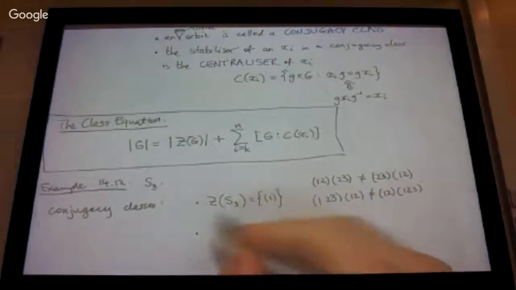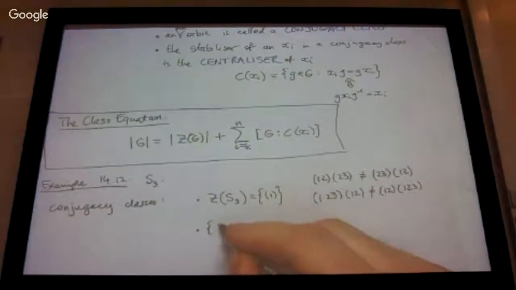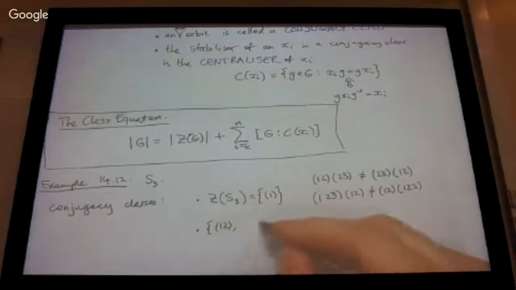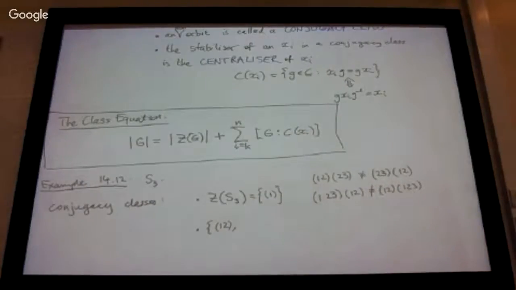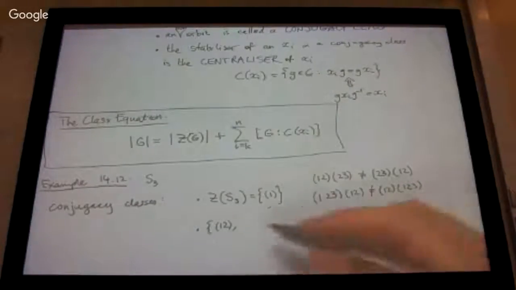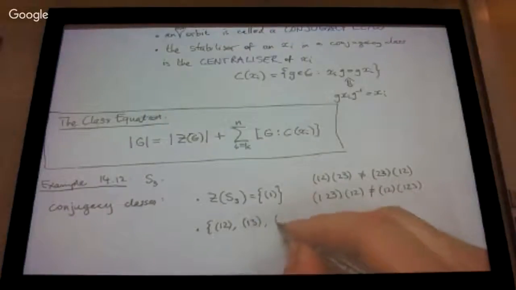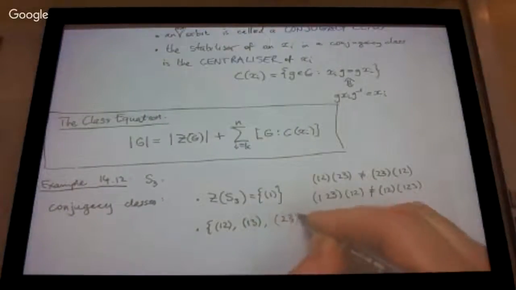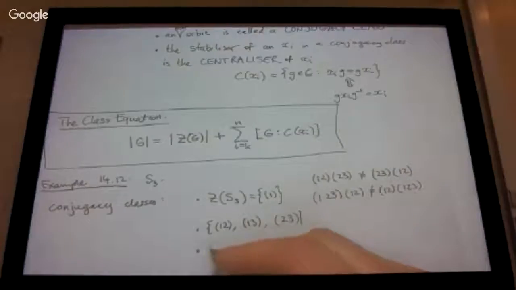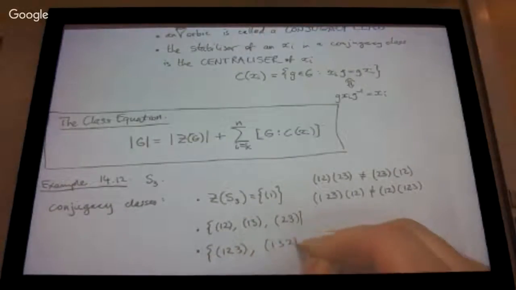And then there are... how does this work? It's a special case of the example. There are 2 more.